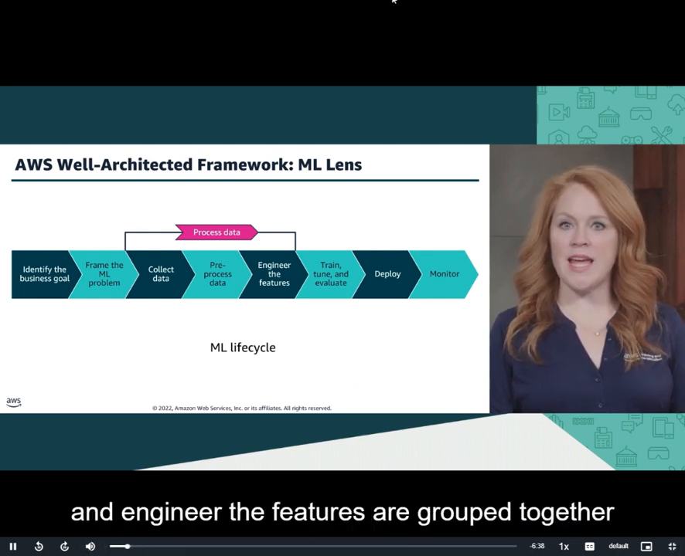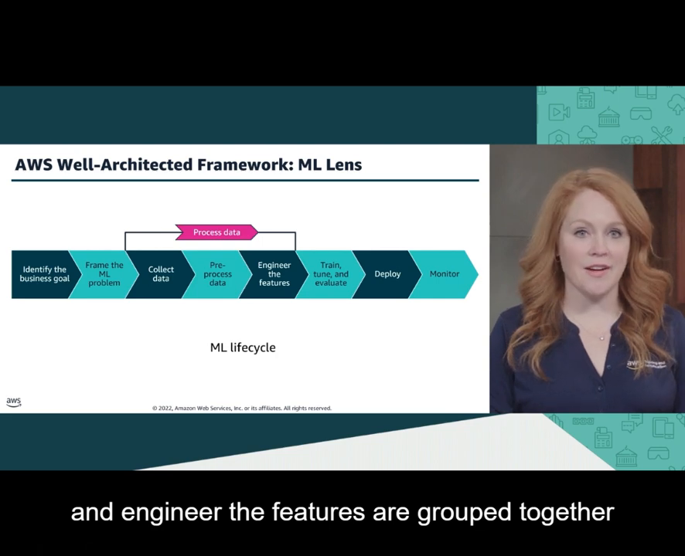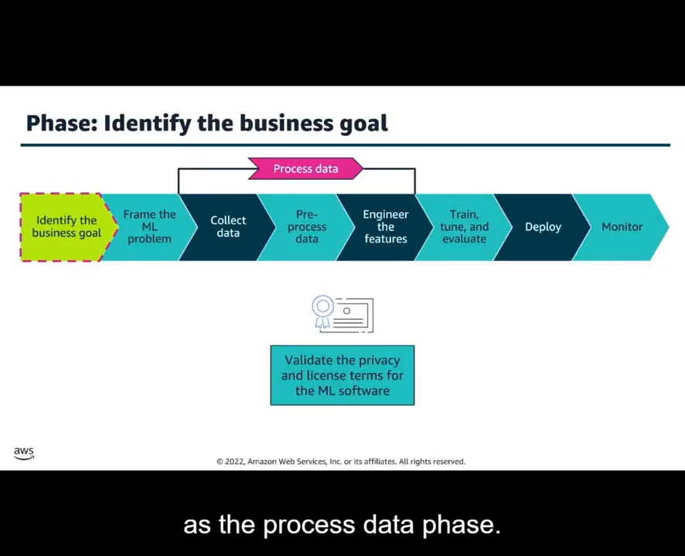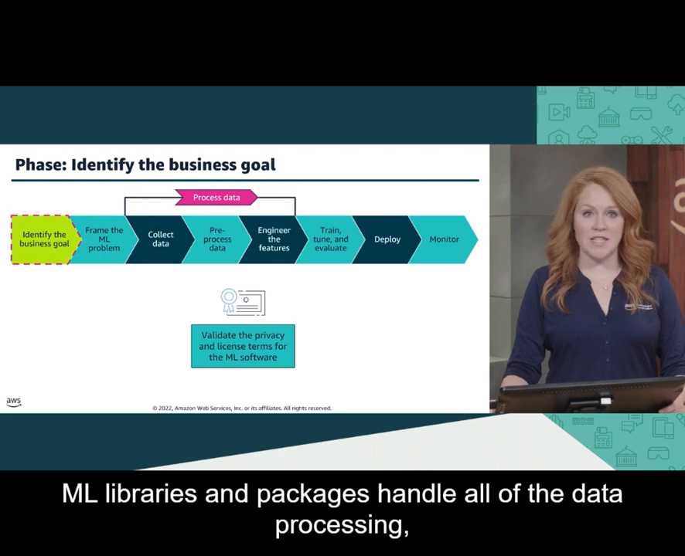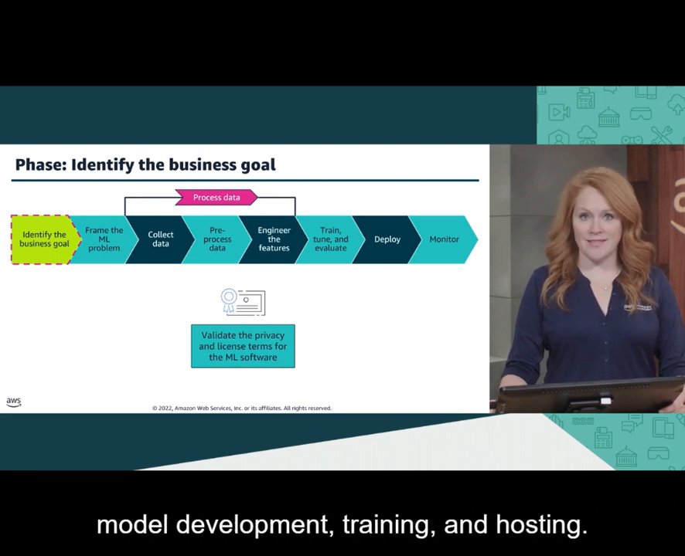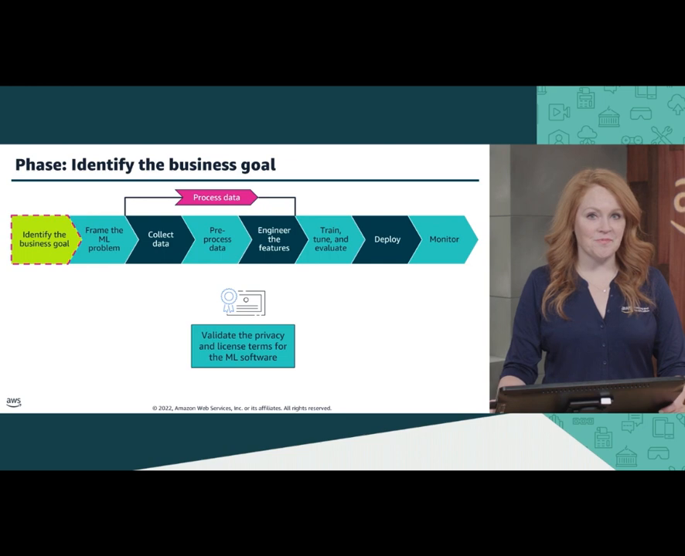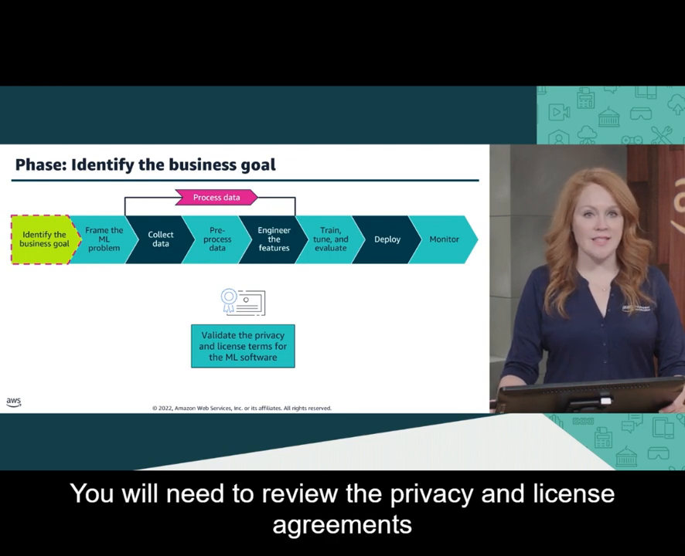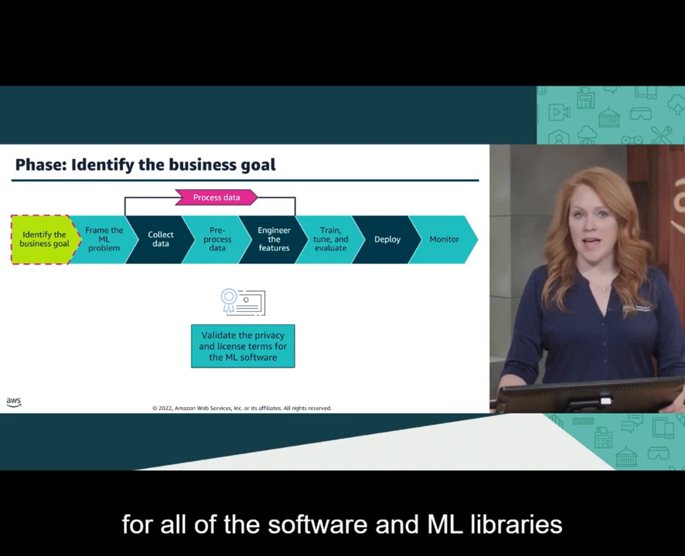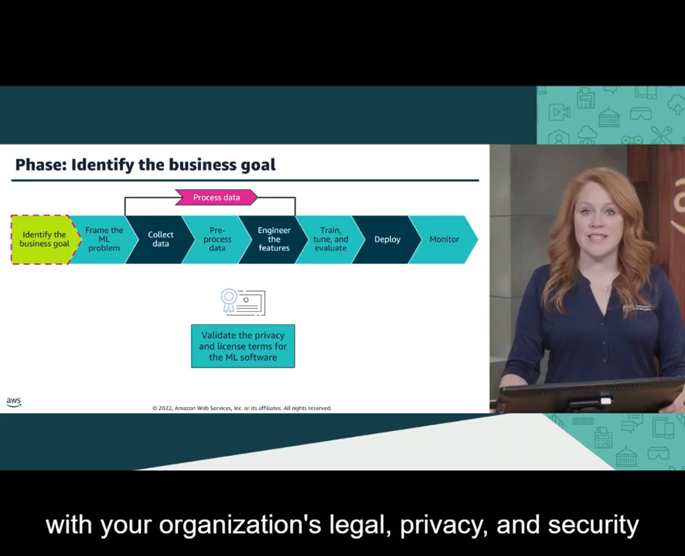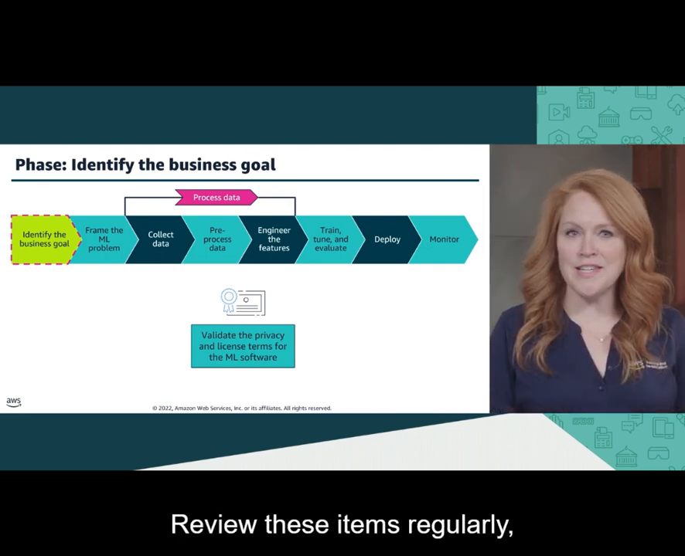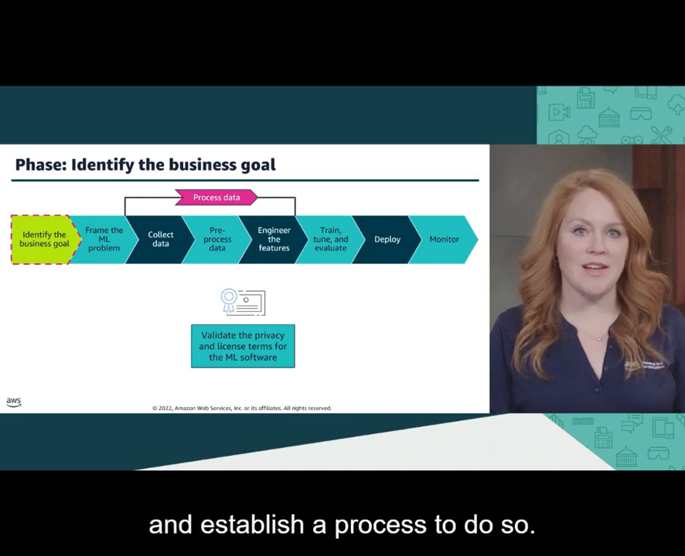Pre-processed data and engineer the features are grouped together as the process data phase. The deployment phase begins by identifying your business goal. ML libraries and packages handle all of the data processing, model development, training, and hosting. You will need to review the privacy and license agreements for all of the software and ML libraries that your ML lifecycle depends on to ensure that they comply with your organization's legal, privacy, and security terms and conditions. Review these items regularly and establish a process to do so.